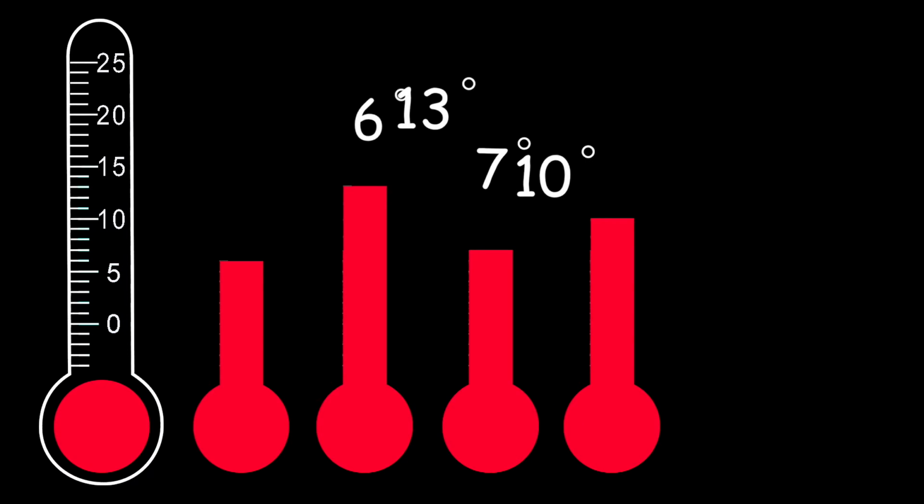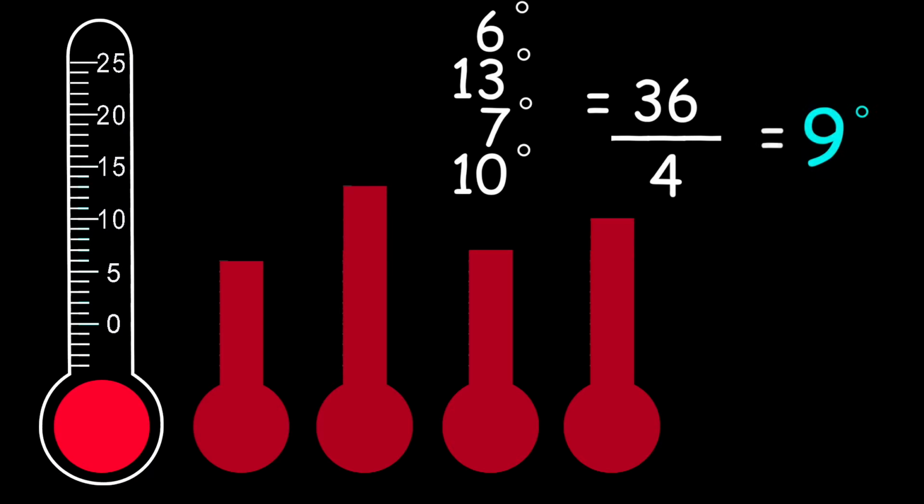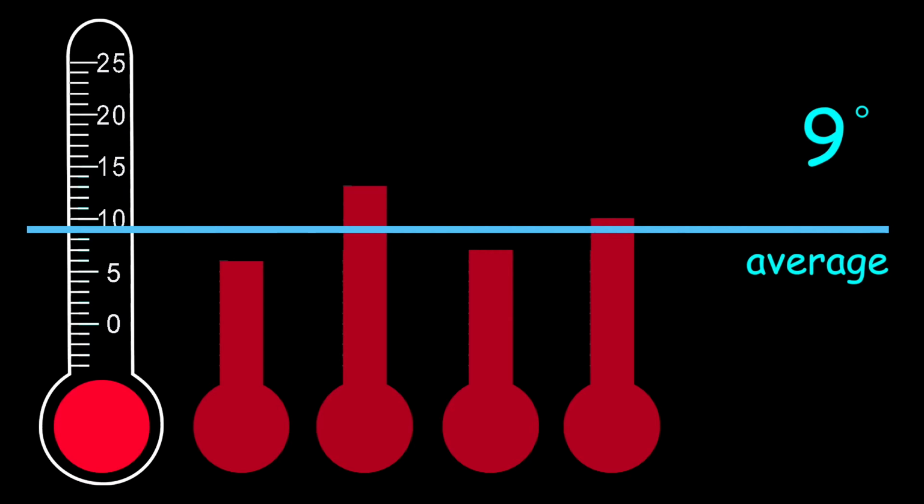Adding these 4 numbers together, you get 36. So then to get the average, you divide that by 4 for the 4 nights. This gives an average nighttime temperature, a mean nighttime temperature, of 9 degrees. Like the last example, the average, here 9 degrees, was not in the original list, but does give a rough idea of a typical temperature for the period.